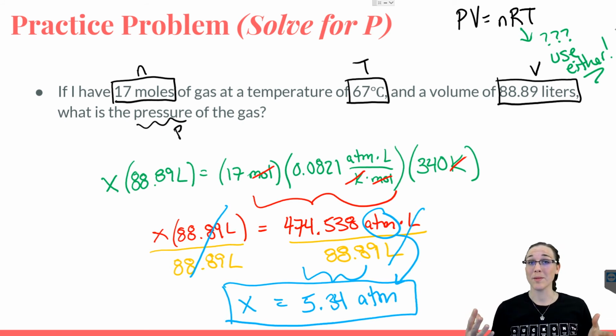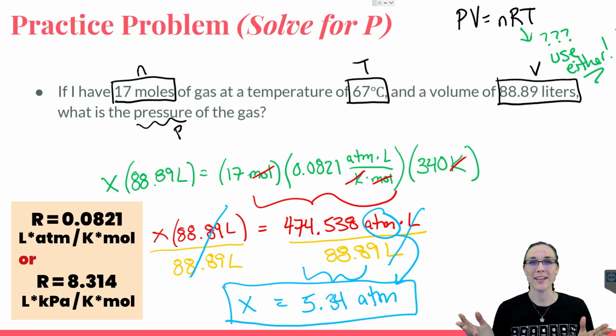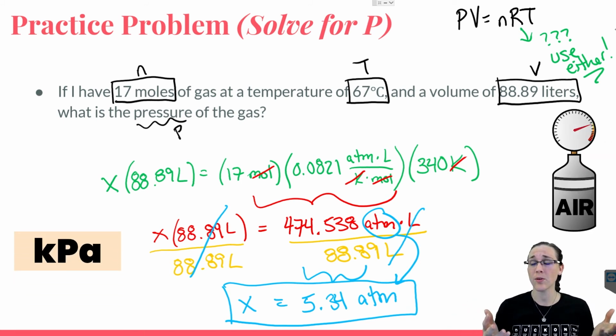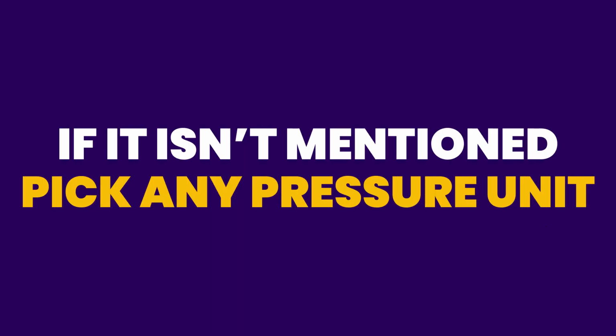So in this problem, it was a perfect example of how you could use either R value that you've memorized. You're just going to end up with a pressure that is either in kilopascals or in atmospheres. It didn't specify what they wanted the units of pressure to be in here, so it doesn't matter, you pick one.